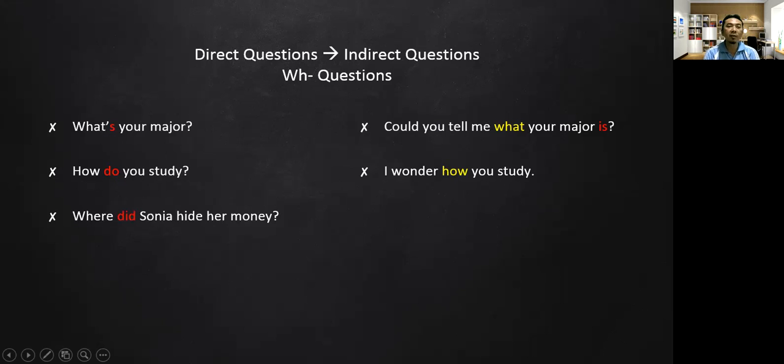Next, where did Sonia hide her money? This is a WH question, simple past tense. And then the indirect question is, could you tell me where Sonia hid her money. Why hid? This is verb 2, from hide. Why use verb 2? Because the question is using past tense. Okay. Could you tell me, and then WH word, and then a statement.